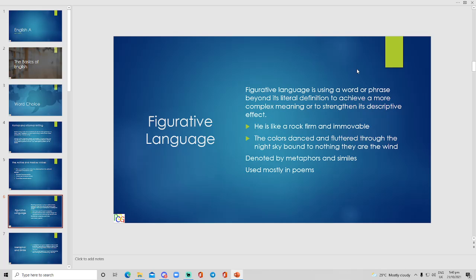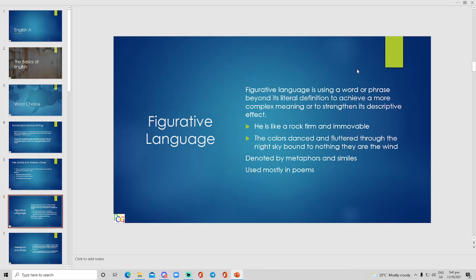My next example: the colors danced and fluttered through the night sky, bound to nothing. They are the wind. No, this one is all over the place. But you can see what I mean here when I say strengthening its descriptive effect. Now, I just describe colors and I compare them to not only dancing, but I compare them to fluttering, almost like butterflies. I compare them to shining in the night sky. I even compare them to being the wind. And I was just talking about colors. Though this is very figurative, because you still can't even tell what I'm talking about exactly, this is a really good example of how deep figurative language can go.